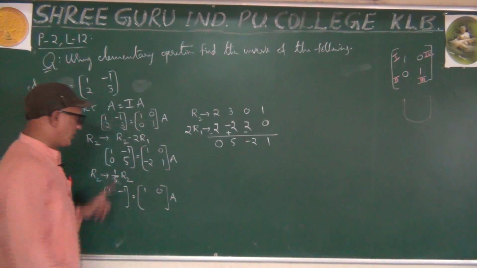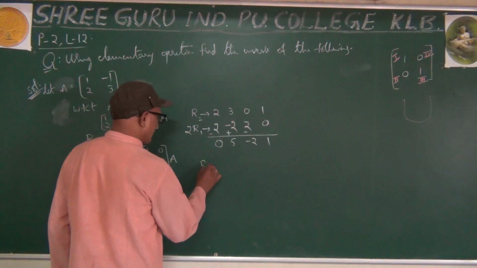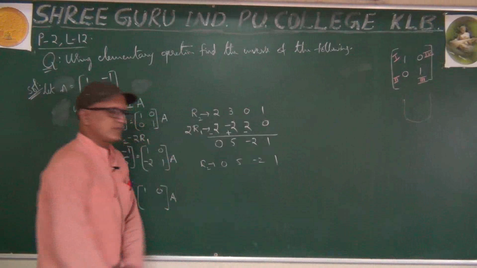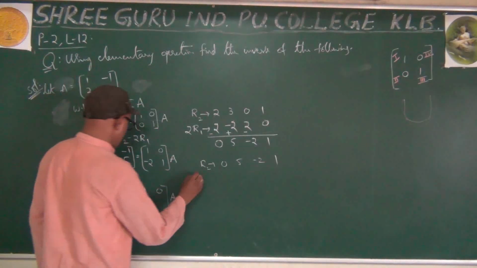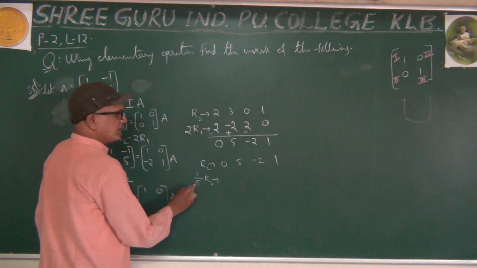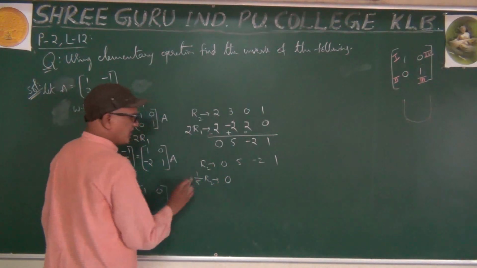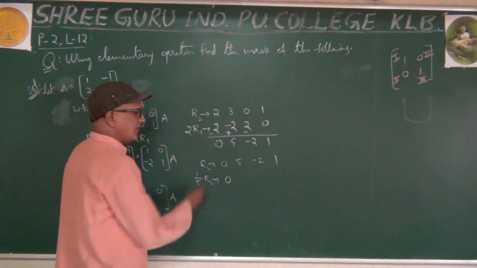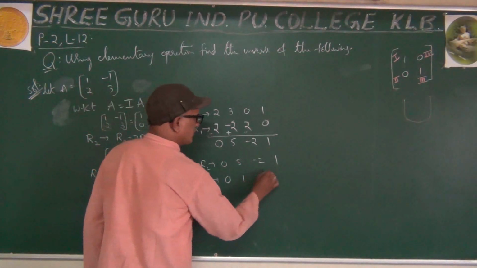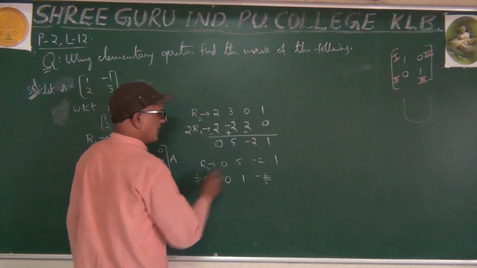What are the elements in the second row? The second row elements are 0, 5, minus 2, 1. We want 1 by 5 into R2. 1 by 5 into 0, 1 by 5 into 5, 5 cancels, 1. 1 by 5 into minus 2, 1 by 5 into 1.